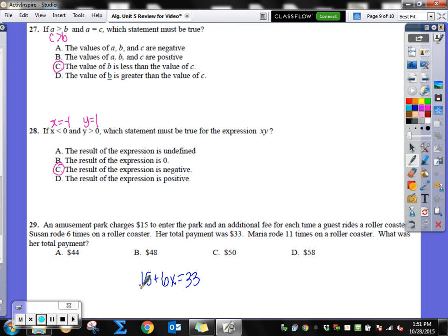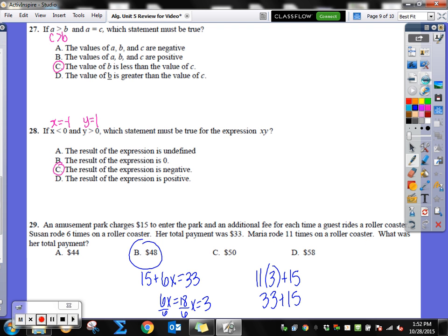So if we subtract 15, we get that 6x equals 18, and if we divide by 6, x equals 3. So that means that each time you ride a roller coaster, it is $3. So now it says Maria rode 11 times, so 11 times $3, but we also know she paid $15 to get in. So that's going to be 33 plus 15, which is $48.